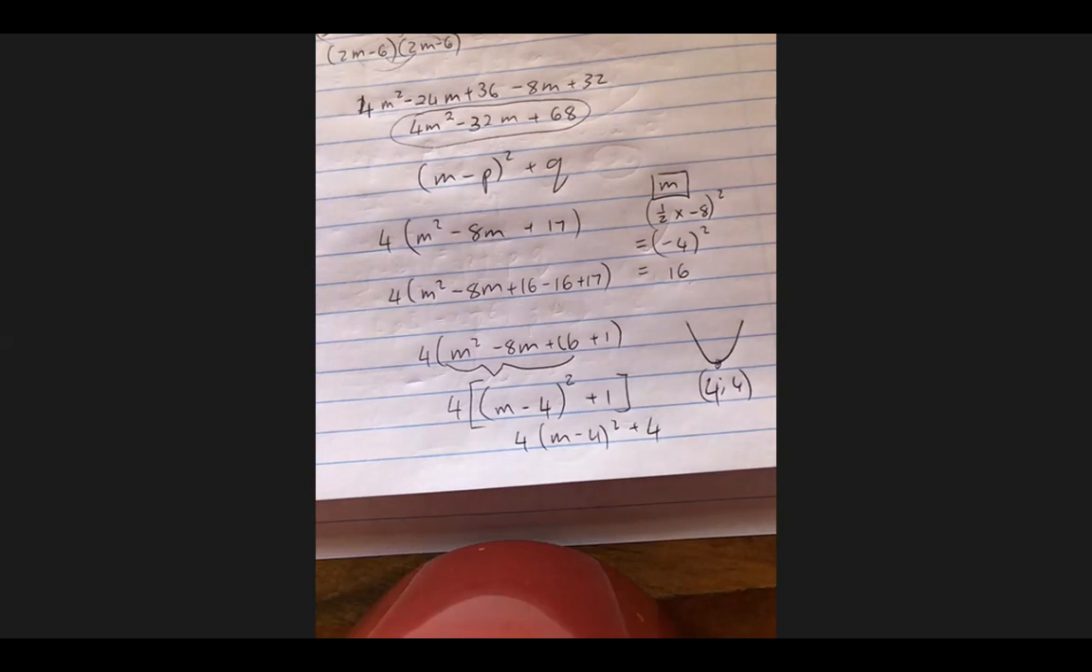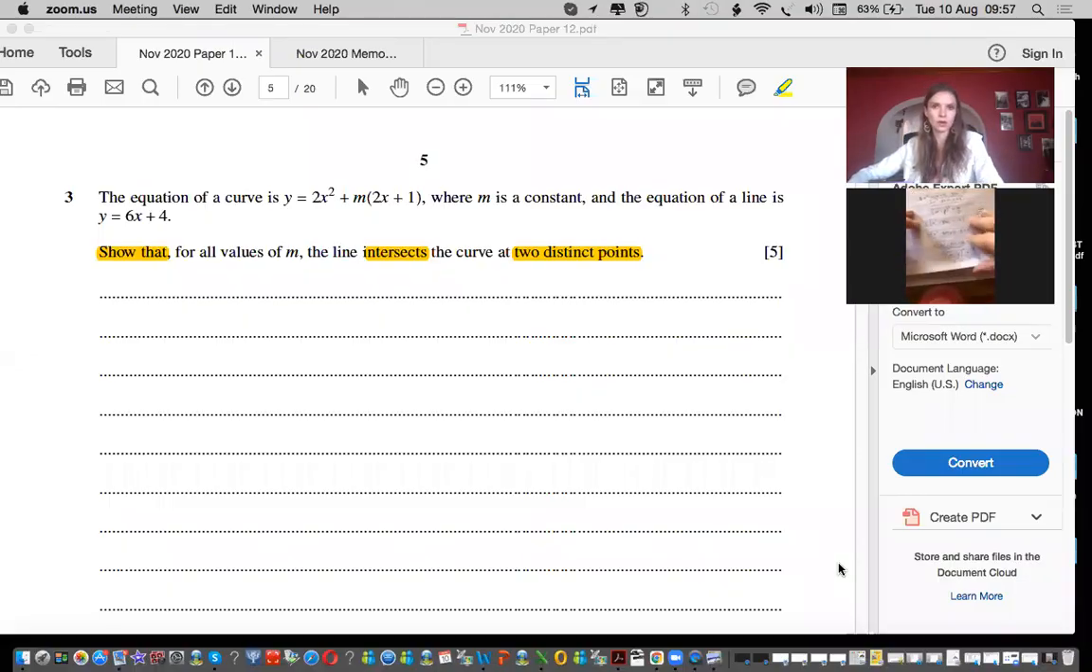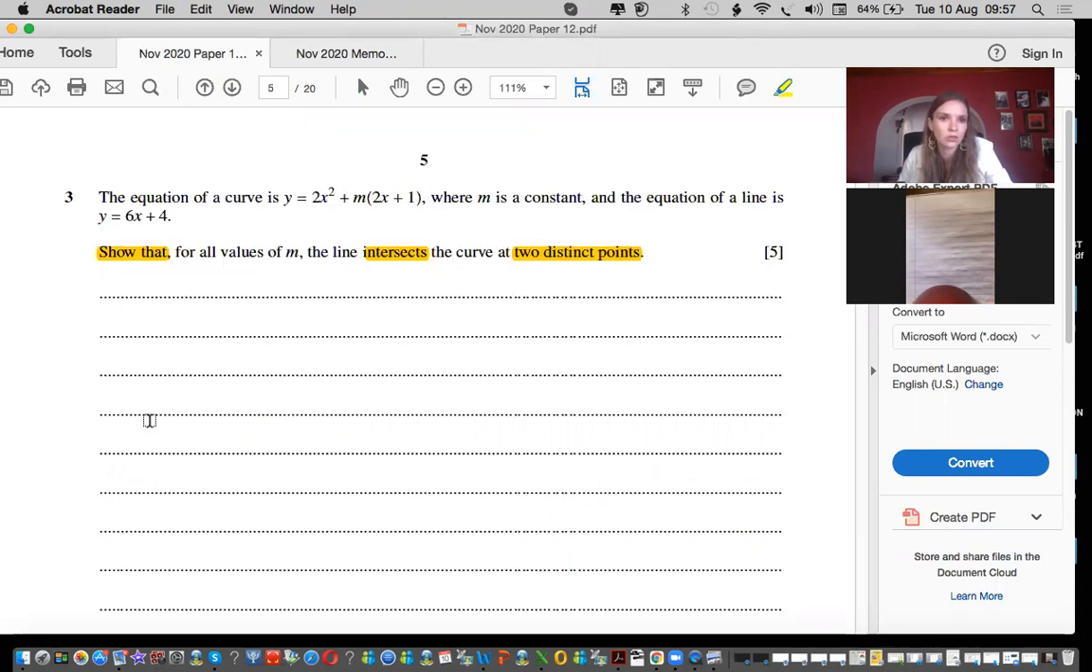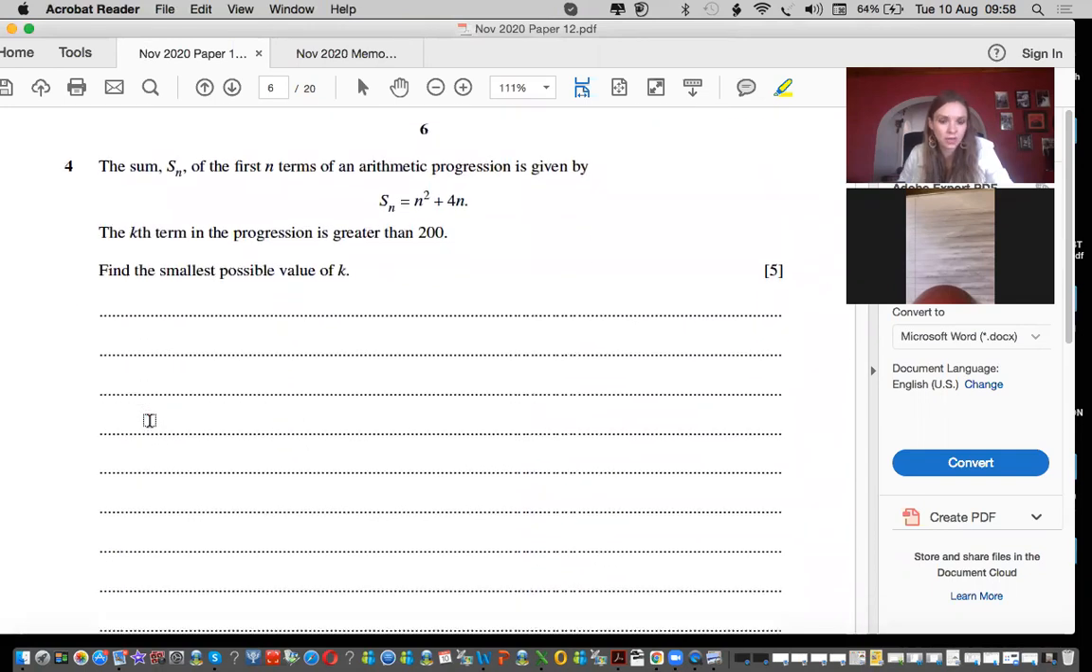The next question will be question 4. Just want to make sure for mark allocation for question 3, if everything is fine there. So yeah, you're setting equal to each other. You use b squared minus 4ac. You get your minimum point, and then you prove that it will always be positive. Yeah, I think you can check the memo yourself. We did everything that we should have done. That was question 3. Now question 4.